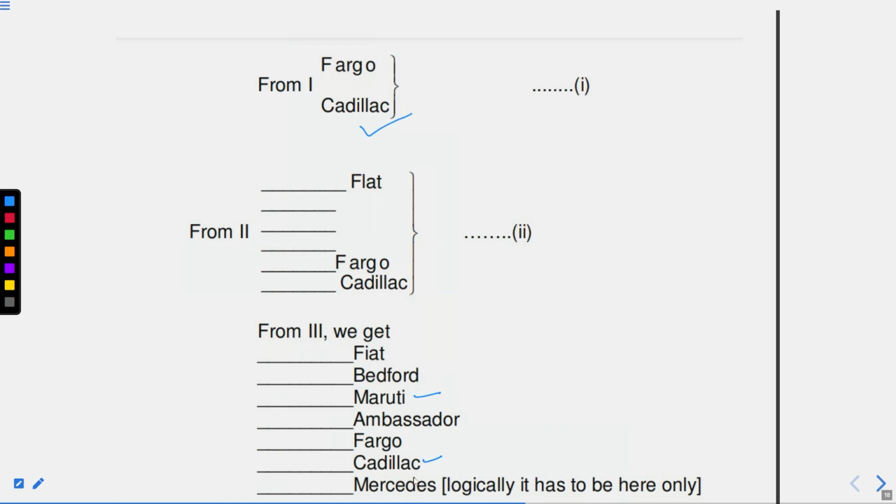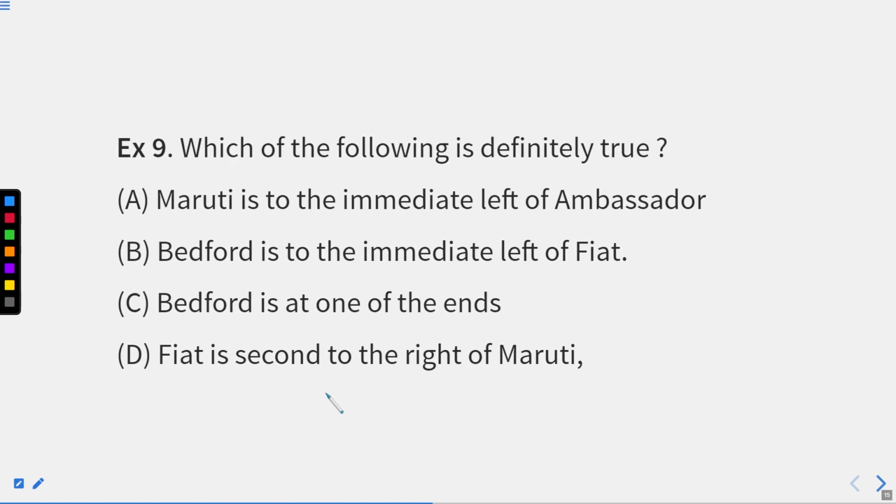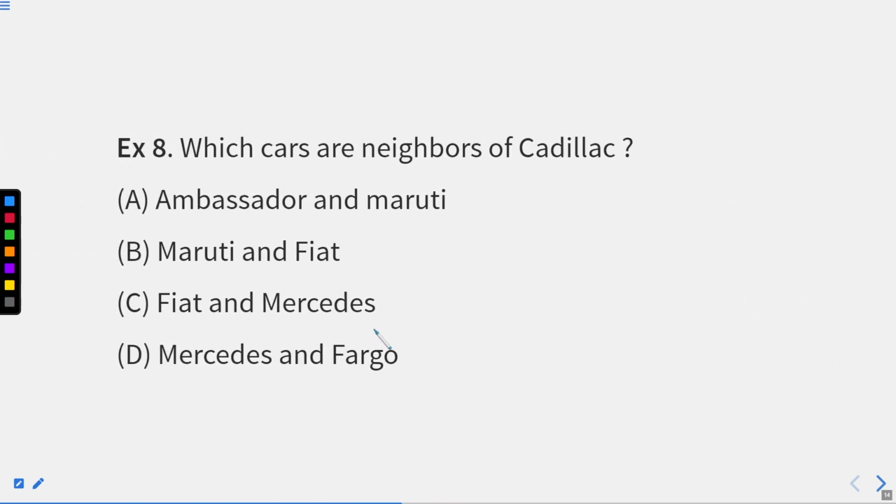Along with Cadillac, we have Mercedes and Farrago, right? So for that, we need to check Mercedes is there along with Farrago. So option D will be your answer, because we know on the right side of Cadillac we have Mercedes and on the left side we have Farrago. So definitely they are neighbors of Cadillac. I hope this question goes well, right?